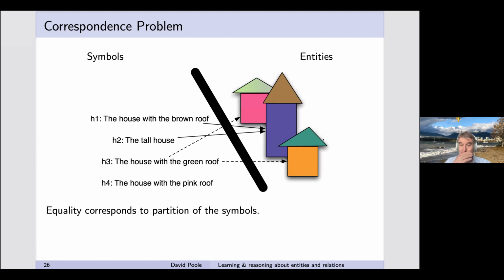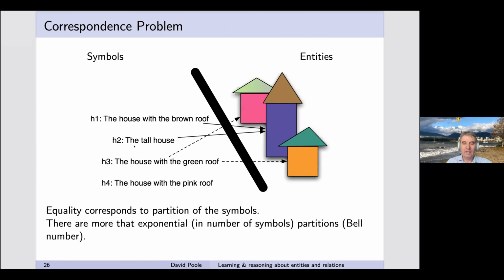All right. So here's a thing. Basically, there are symbols in the world, there are entities, and the house with the brown roof might be the same house as the tall house. So H1 equals H2. So equality corresponds to a partition of the symbols, and there are more than exponentially many in the number of symbols partitioned. It's the Bell number. So it grows faster than any exponential. Okay, so it's a really hard problem to solve, and so it's pretty much swept under the rug.